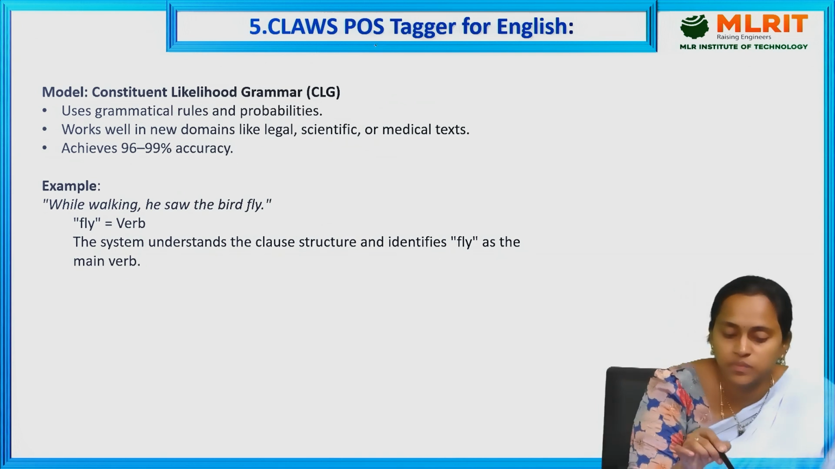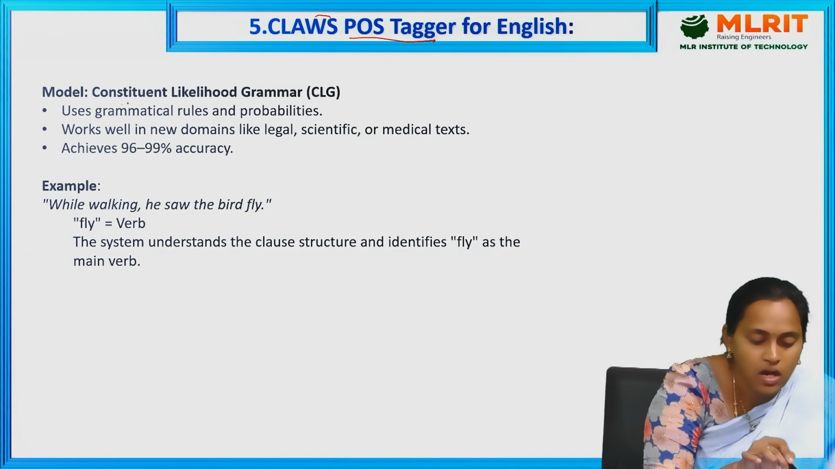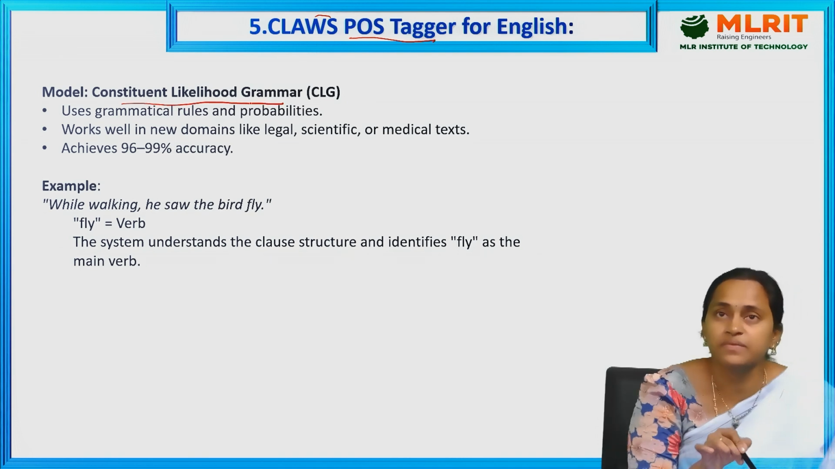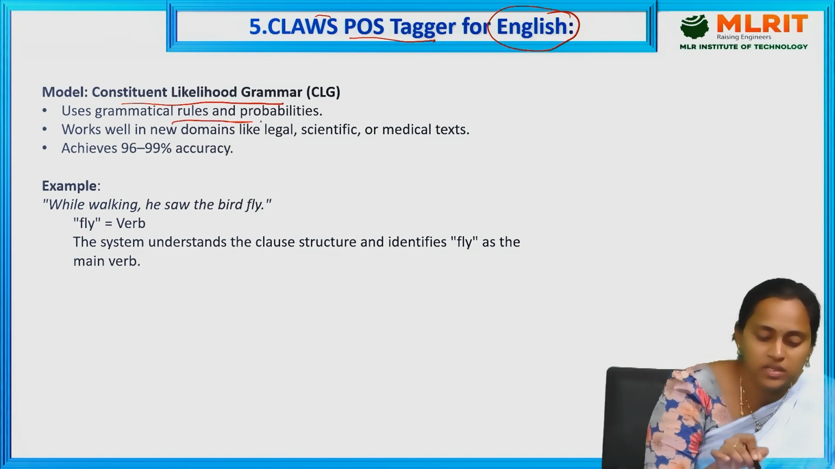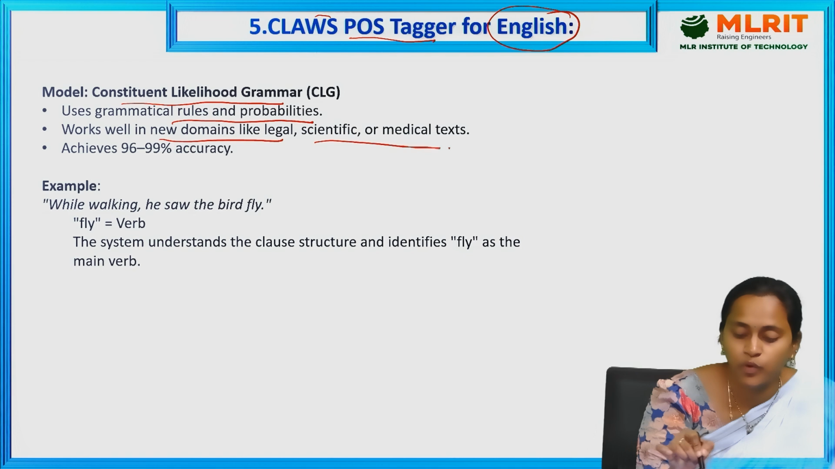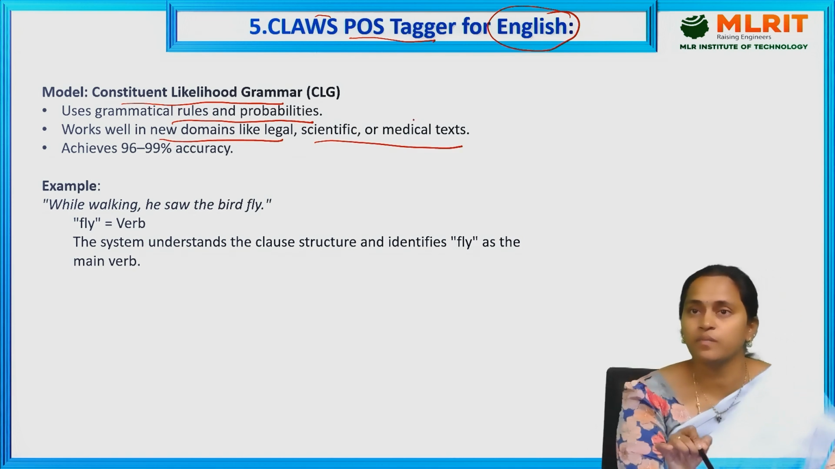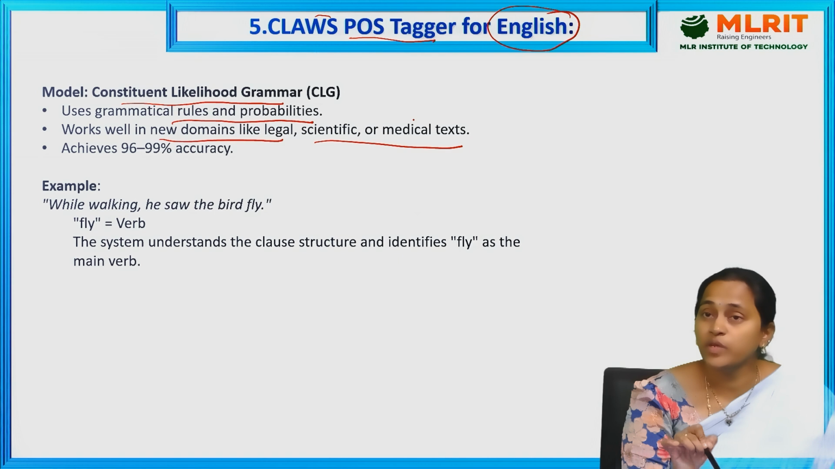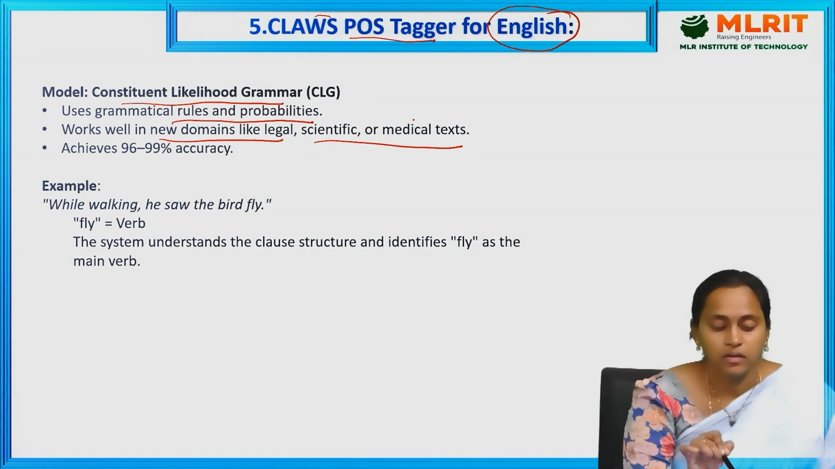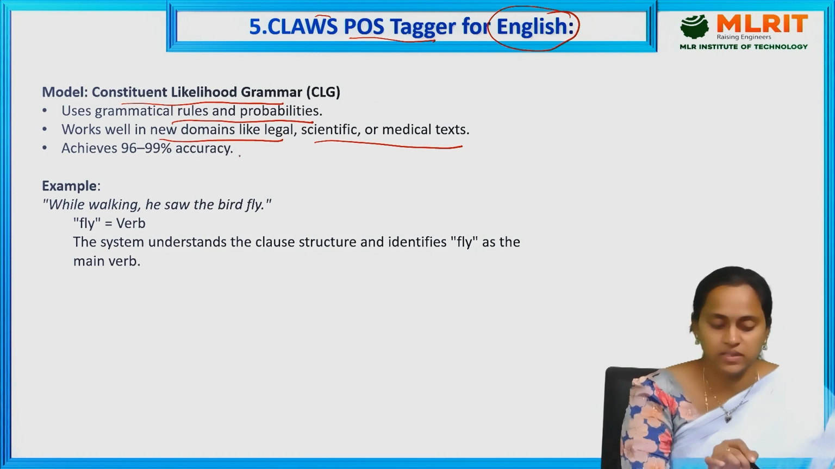Here, the Clause POS tagger for English. Clause means constituent likelihood grammar. This is one type of POS tagger tool for English only. It uses grammatical rules and probabilities, and works well in new domains like legal, scientific, and medical text, and government paper documentation. There we use this POS tagger because it shows very accurate results.